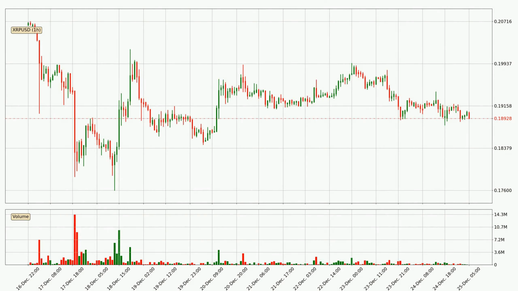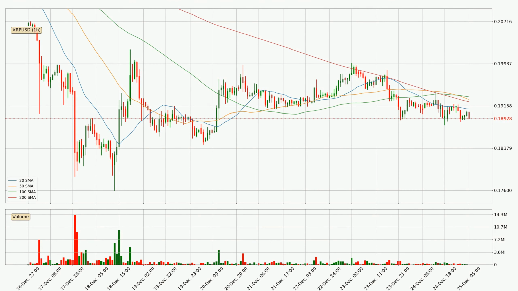By taking a closer look at the hourly time frame for Ripple, the price went down only slightly, by about 1.0% in the last 24 hours, and has a current price of 18.9 cents. Jumping to the hourly simple moving averages, for this time interval, the current price is below all of the simple moving averages, which looks bearish, and you should keep an eye on the closest SMA.